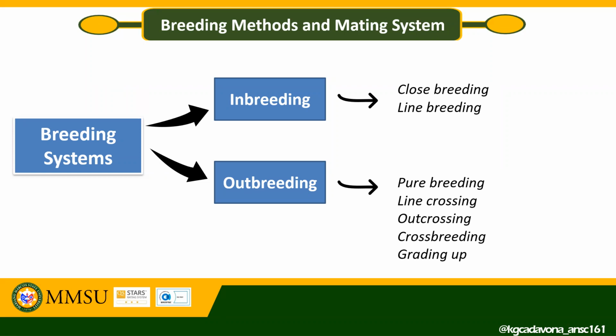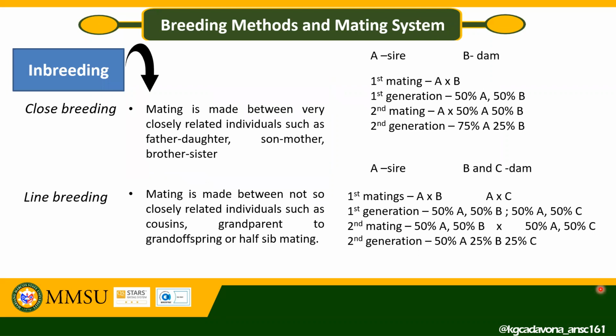So here we have two, the inbreeding and outbreeding. So ang difference lang dito, yung isa which is the inbreeding, basically lahat ng systems under this ay mating with relatives. Yun yung palagi ninyong tatandaan. Pag inbreeding, it is mainly mating with relatives. Then pag outbreeding naman, reciprocate lang. Pag inbreeding, relatives. Pag outbreeding, non-relatives. Okay, so let us proceed to inbreeding.